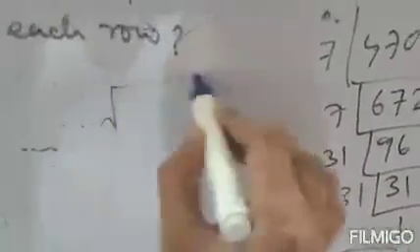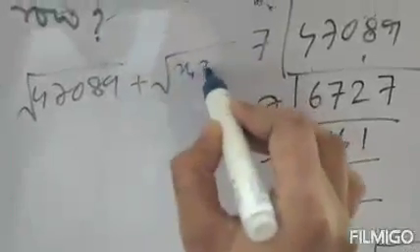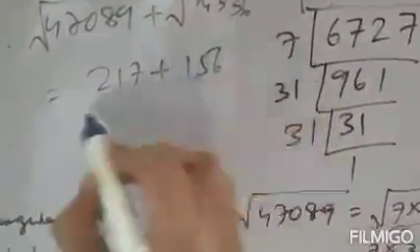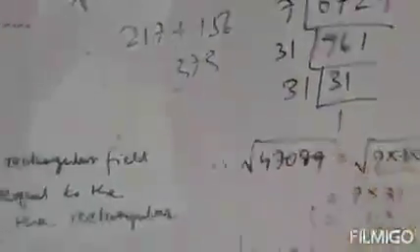Therefore we will add 47089 plus 24336. This is 217 and this is 156. Let's add these two. 373. So your answer is 373. Clear? Next.